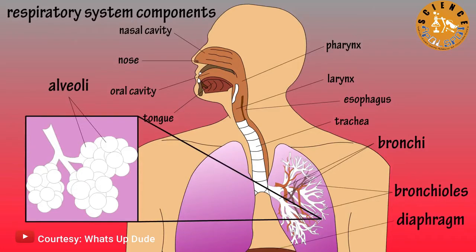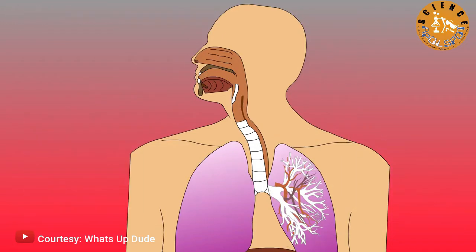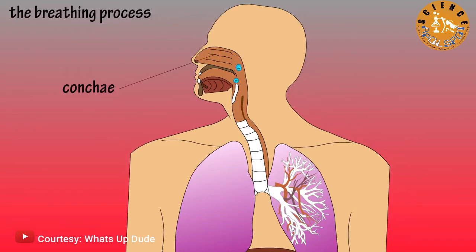Let's go through a very basic look at what happens during the breathing process. So air is breathed in through the nose or mouth. When it enters your nose, it gets spread out by these shelf-like things here called conchae. The conchae help you modify the air and trap some inhaled particles. They also warm the air. Then the air next passes through the pharynx and enters the trachea.